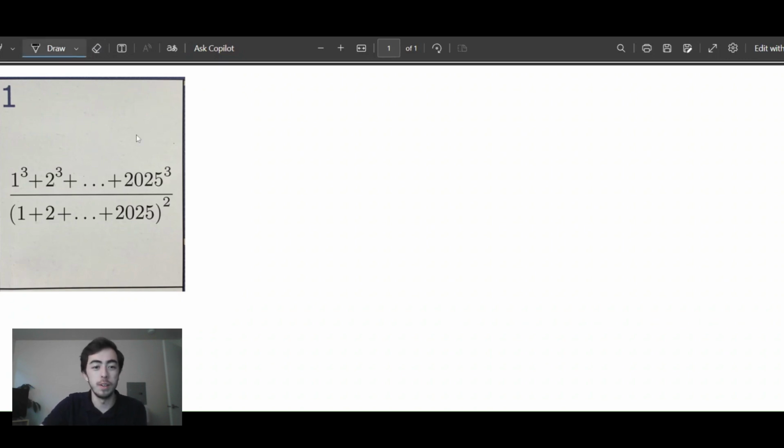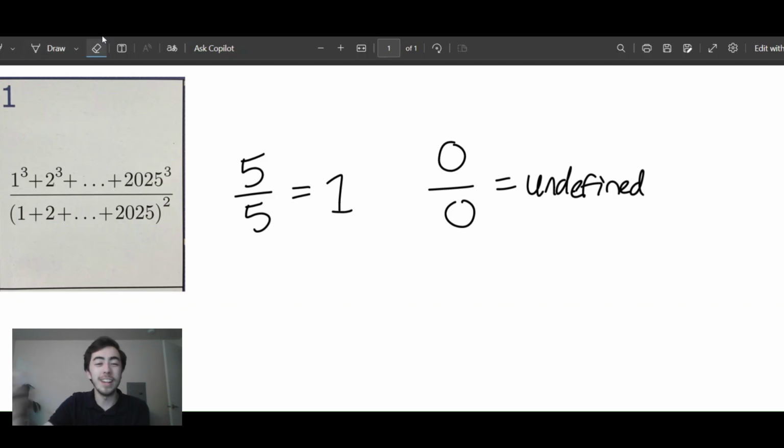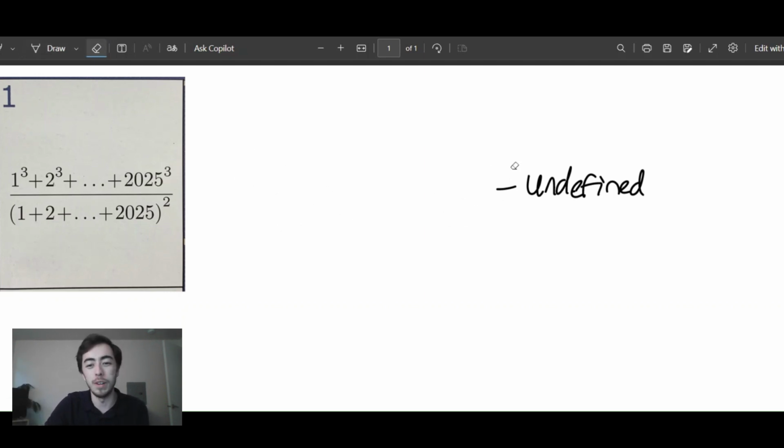So one thing I know is that if I take really any number and divide it by itself, I'm going to get 1. I guess this doesn't happen with 0. 0 over 0 is still undefined. There's no good answer for 0 divided by 0. But for any other number, if you take it and divide it by itself, you're going to get 1.